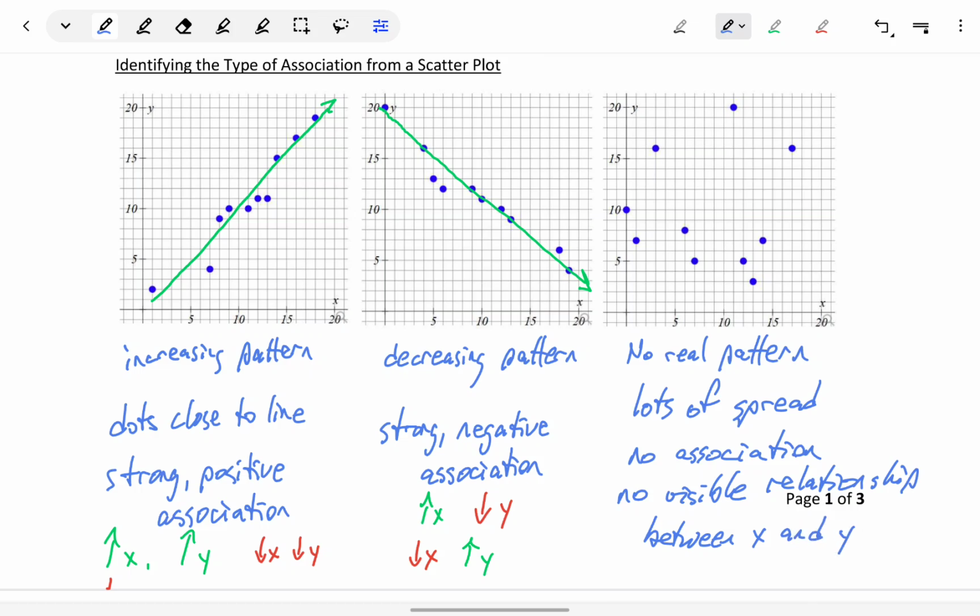So our purpose of creating scatter plots is going to be to help us determine if we have a positive association, a negative association, or if there's no real discernible, visible relationship between those two variables.